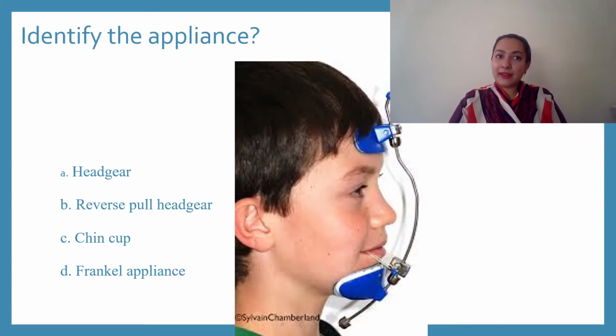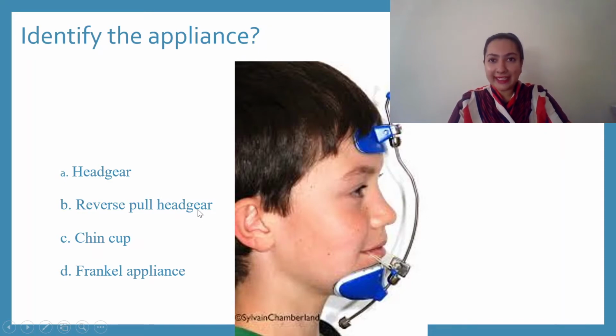Moving on. Again, identify the appliance. All the questions are identification because all of these are image based questions, right? So what do you see here? You see a teenage boy with a component present on the forehead, with a component present on the chin, and elastics. Please note, there are elastics attached from the appliance intraorally. So this is a reverse pull headgear.